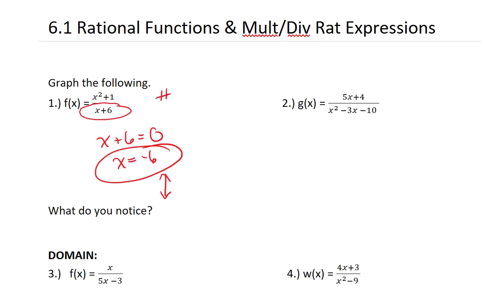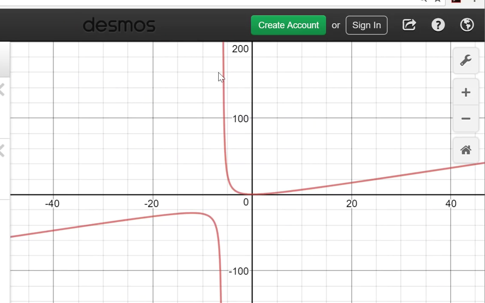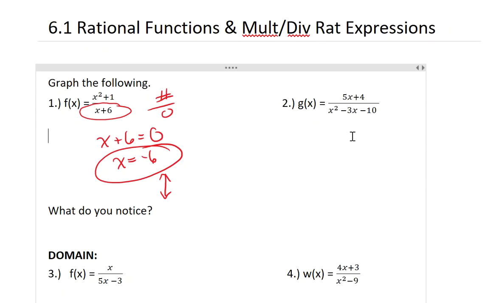We know that x equals a number is a vertical line. And if we also think about this, if we have 0 in the denominator, we know that it does not exist. There's not a number that exists, so it's undefined. So it should make sense that when we look at the graph, there is a vertical asymptote, meaning the number does not exist at -6, because you cannot have 0 in the denominator. Now let's think about number 2.